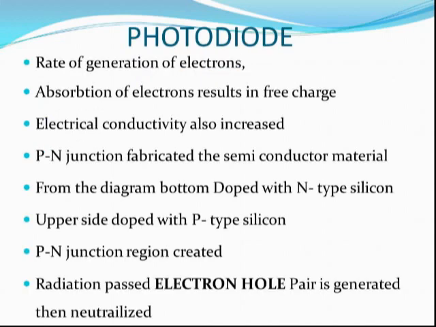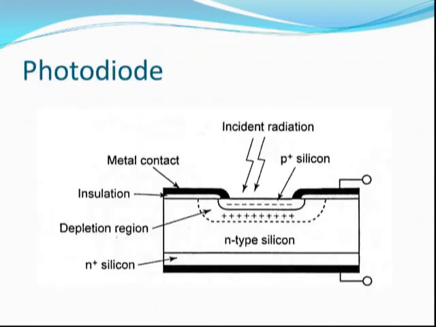So, the photodiode. In the photodiode, the rate of generation of electrons, the absorption of electrons, results in a free charge. The electrical conductivity is also increased at the time of absorbing the electrons. The PN junction is fabricated from semiconductor material. From the diagram, we have doped N-type silicon. So this is the diagram. First of all, we want to see the diagram.